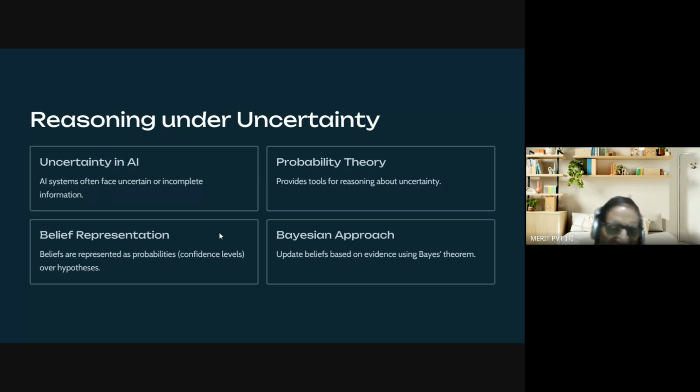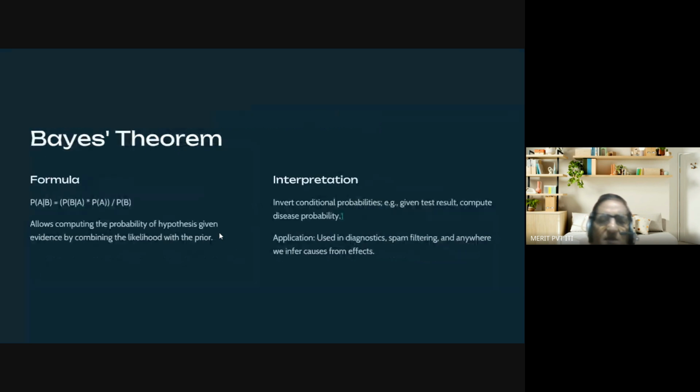Beliefs are represented as a probabilistic confidence level over hypotheses. How much is your confidence in the hypothesis? 80% chances you will be successful, or 50% chances you are successful and 50% chances you will fail. Then you have to be very careful. You have to apply another reasoning to go from 50% to higher success. Bayesian approach: update belief based on evidence using Bayes theorem. So these are uncertainty in AI, probability theory, belief representation, and the Bayesian approach.